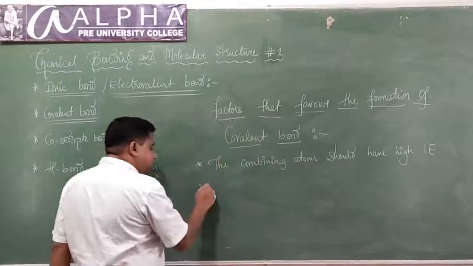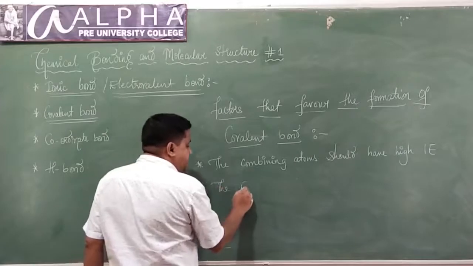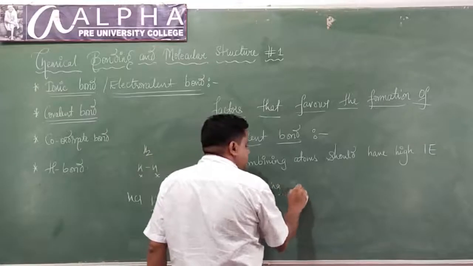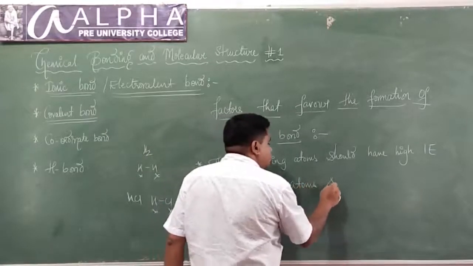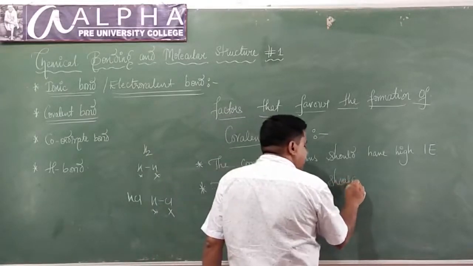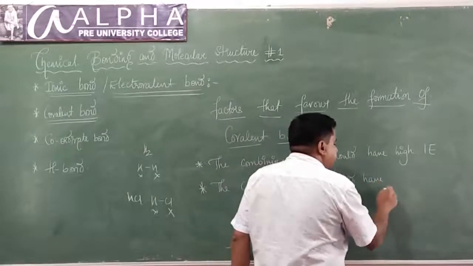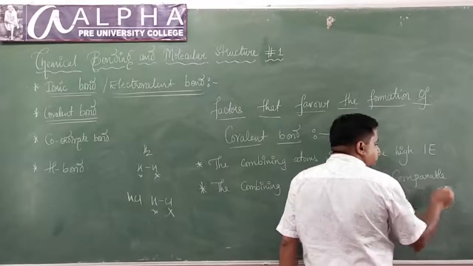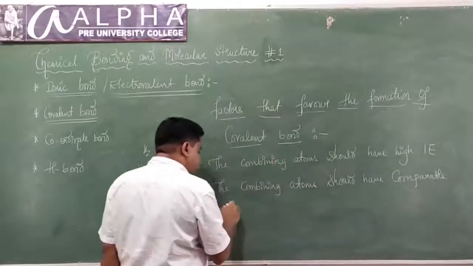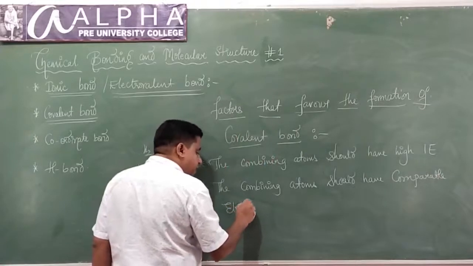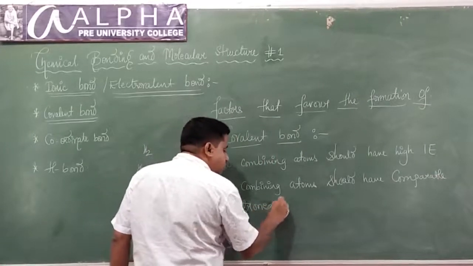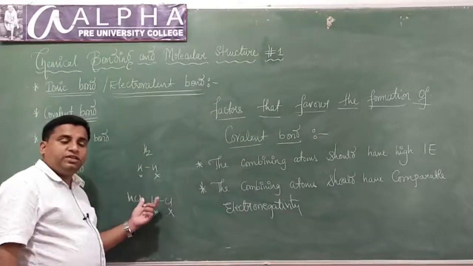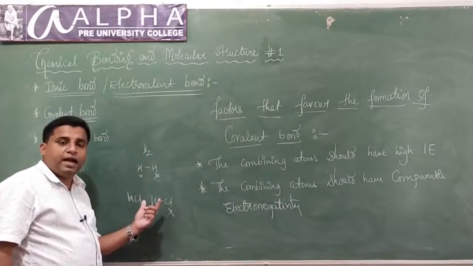Next, the combining atoms should have comparable electronegativity. Comparable electronegativity means there should not be much difference between the electronegativities of the combining atoms.